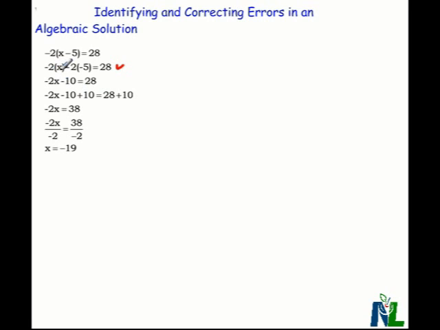Now, -2 times x is -2x. -2 times -5 should be +10. This student got -10 equals 28, so the right-hand side is still okay. Now, let's just see if what they did after that mistake was correct.